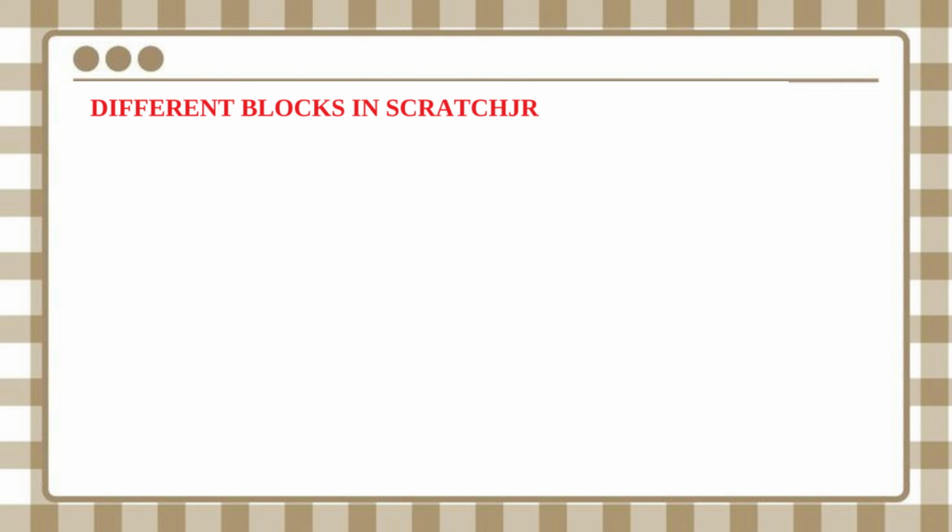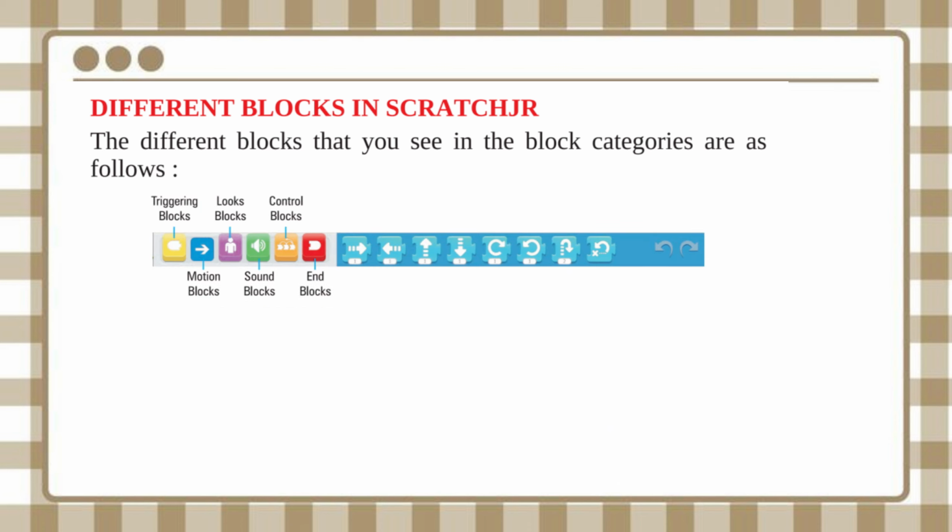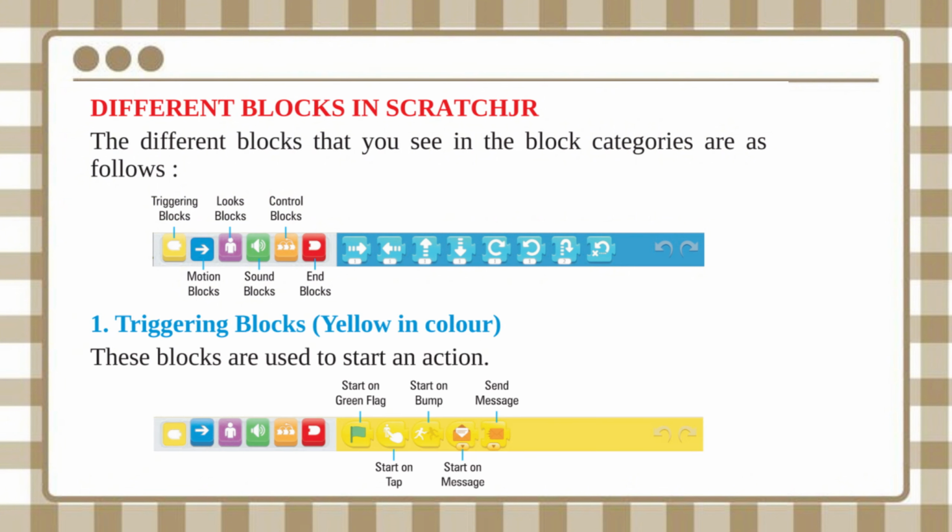Different blocks in Scratch. The different blocks that you see in the block categories are as follows. 1. Triggering blocks, yellow in color. These blocks are used to start an action.